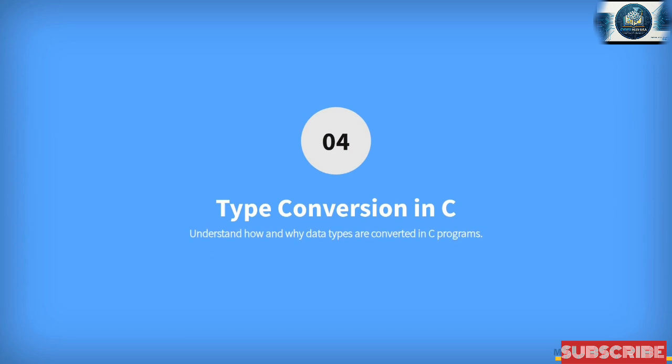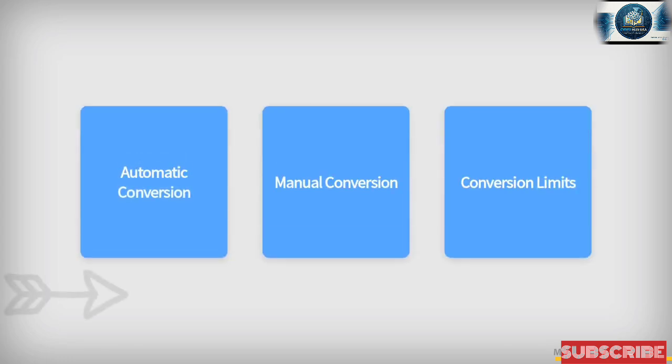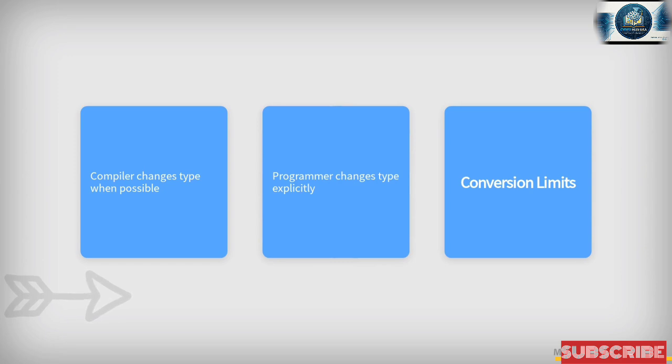Type conversion allows C programs to change one data type into another, either automatically or manually. This topic reveals how conversions work and why they're important. Here's how type conversion works in C, with both automatic and manual methods, and the limits imposed by compatibility. Automatic conversion happens when the compiler changes a variable's type, if such a conversion is possible. Manual conversion occurs when the programmer explicitly changes a variable's type. Type conversion in C is only performed between data types where such a conversion is possible.